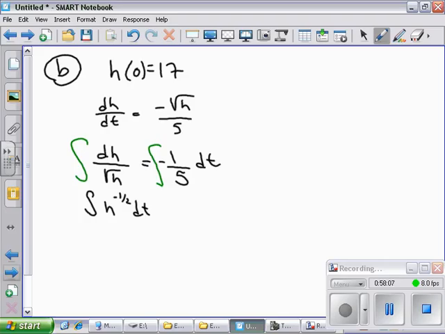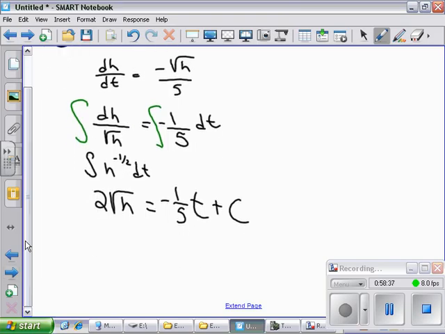So if you take the antiderivative of h to the negative 1/2, you add 1 to the exponent and multiply by its reciprocal. What do you get? 2h to the 1/2. So I'm going to write 2 square root of h. On the other side, we're integrating with respect to time, dt, so what do we get? Negative 1 over 5 t plus c. I think before I do anything else, I would divide through by the 2. So we will have the square root of h.